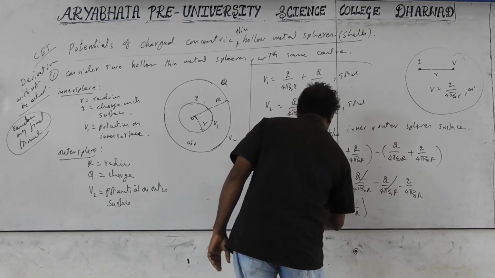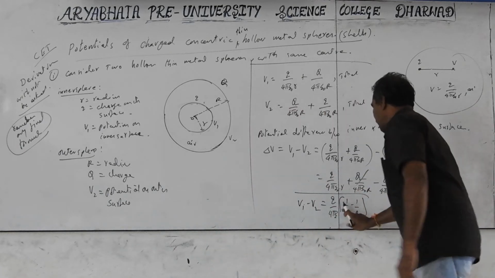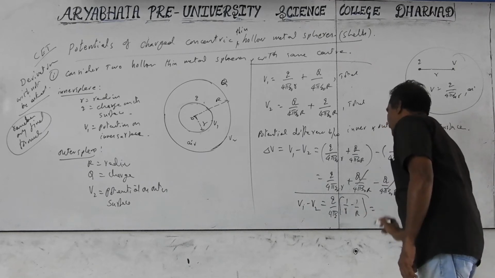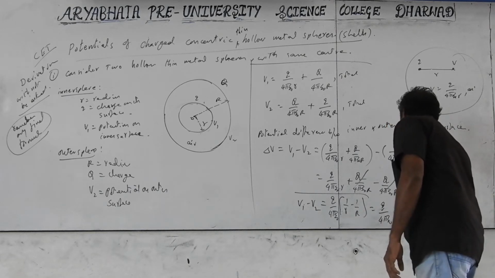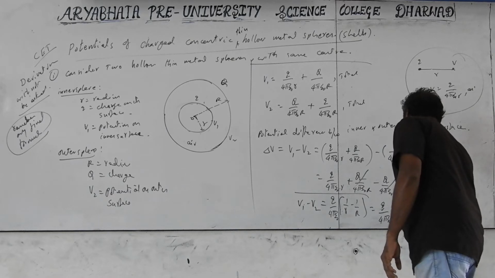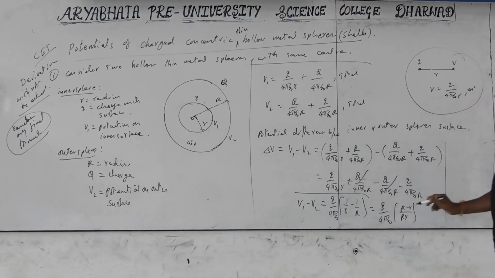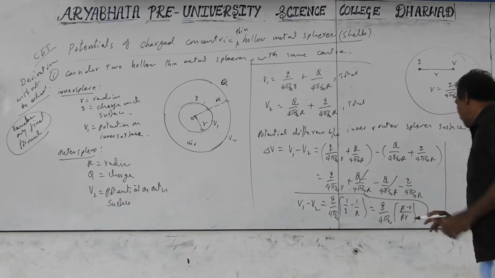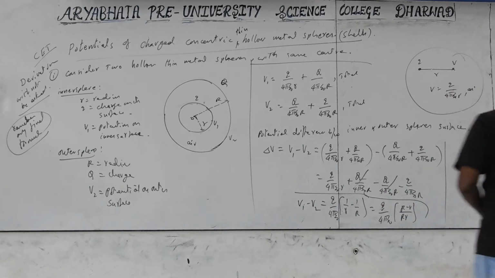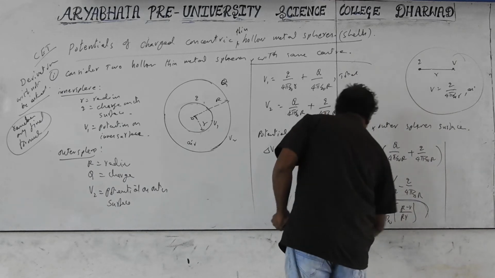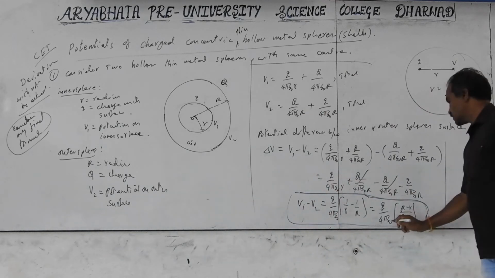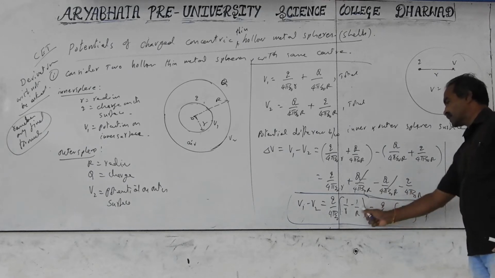Sometimes they may ask it using the LCM also. If you take the LCM, you get q by 4 pi epsilon naught into R minus r, all over r times R. This part is important for us: the last equation of the two cases. One is without LCM, and it can also be asked with the LCM.